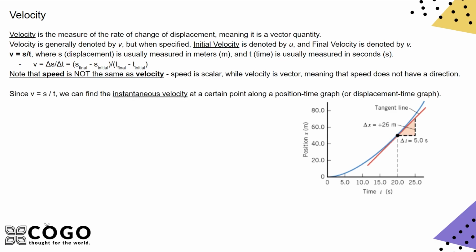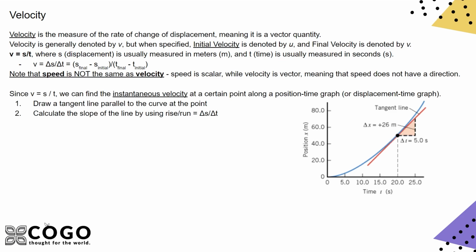Since v = s/t, we can find the instantaneous velocity at a certain point along a position-time graph or displacement-time graph, which are the same thing. The first step is to draw a tangent line parallel to the curve at the point. Next, we calculate the slope of the line by using rise over run, equals change in displacement over change in time. For example, drawing a line tangent to point P, we get 26 meters divided by 5 seconds, giving us 5.2 meters per second forward.